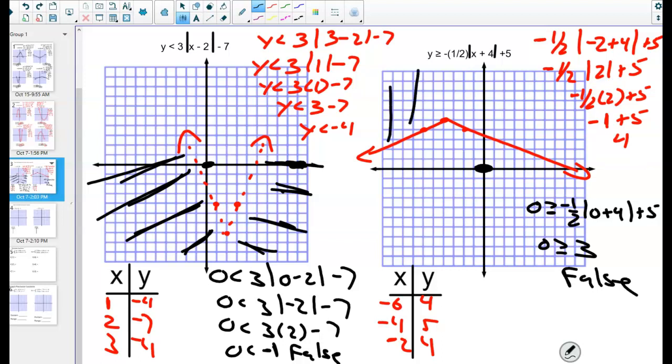So we're going to shade away. Pick any point you'd like to check it. 4, 5. 4 plus 4 is 8. Absolute value of 8 is 8. 8 times -1/2 is -4. -4 plus 5 is 1. And 5 is greater than 1, so this point makes a true statement. If 1 point in the shaded region makes a true statement, we should be good across the board.